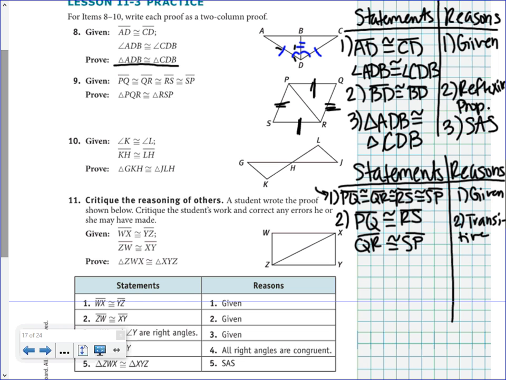So transitive property. From there, we have one side that is shared. So PR is congruent to PR. And the reasoning there is reflexive property.